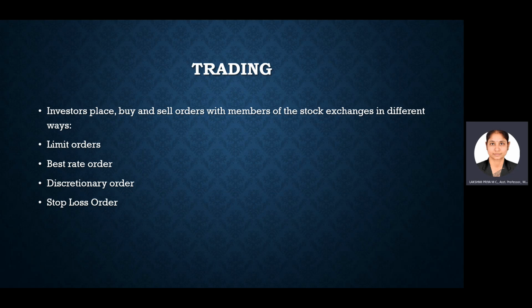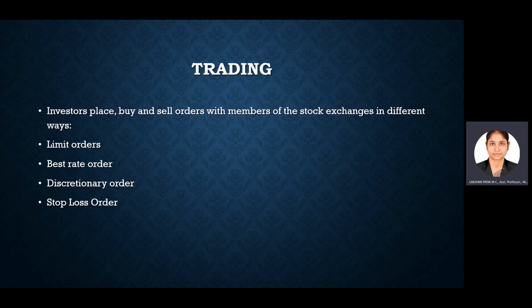So, trading in stock exchange, there are different types of orders that are placed in the stock exchanges. Buy and sell orders are placed with the members of the stock exchanges by the investors. The orders are of different types like limit order, best rate order, discretionary order, stop loss order.